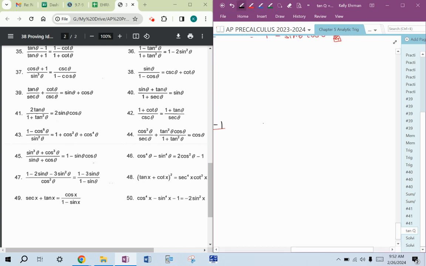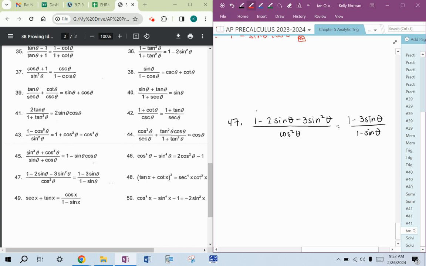Okay, 47. 1 minus 2 sine theta minus 3 sine squared theta over cosine squared theta is equal to 1 minus 3 sine theta over 1 minus sine theta. All right, so begin on the more complicated side.